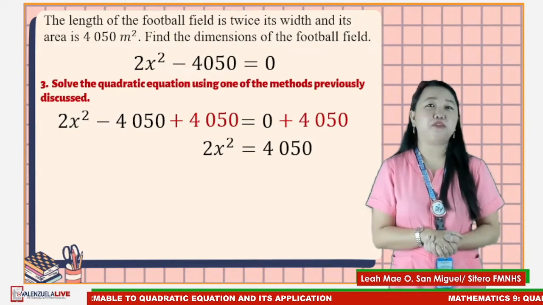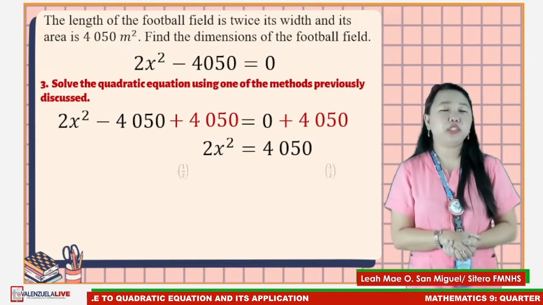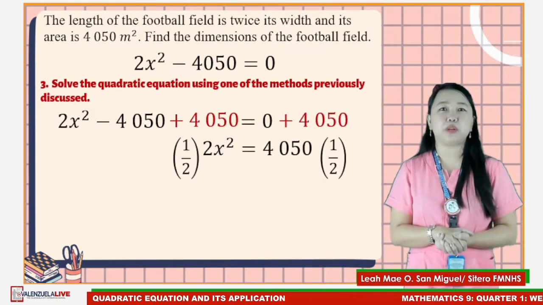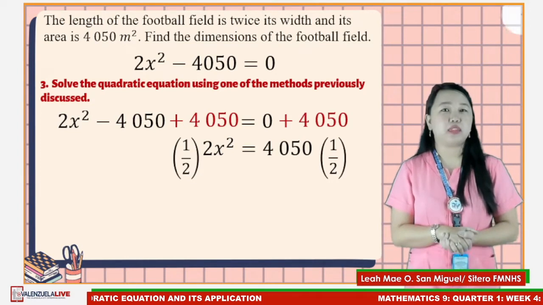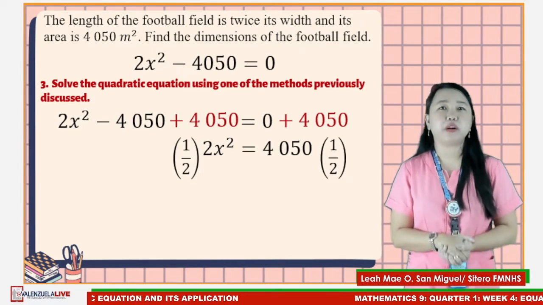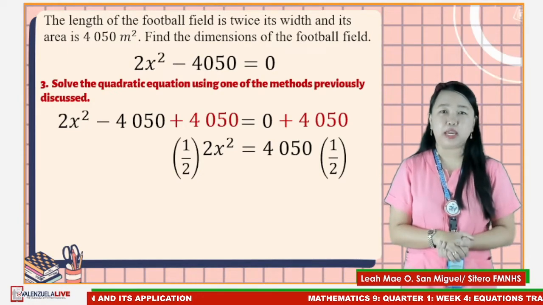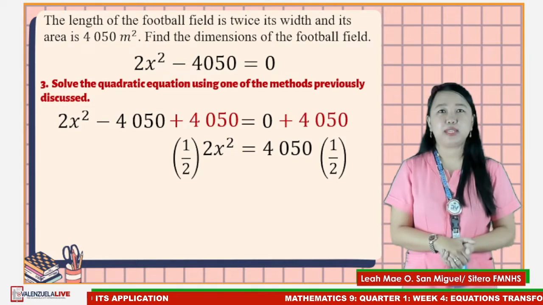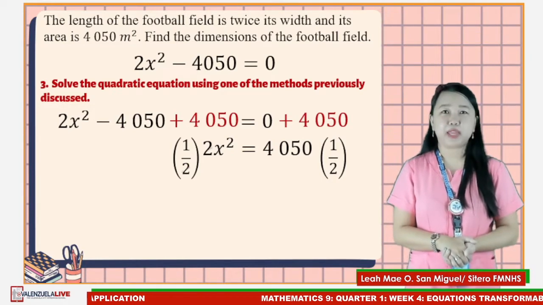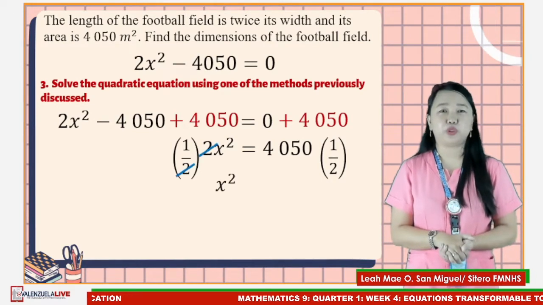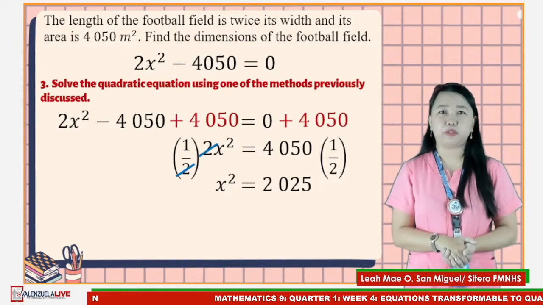Applying multiplicative inverse property, multiply both sides of the equation by 1/2. This is the reciprocal of the numerical coefficient of the quadratic term, which in this given is 2. The equation will be x squared is equal to 2,025.